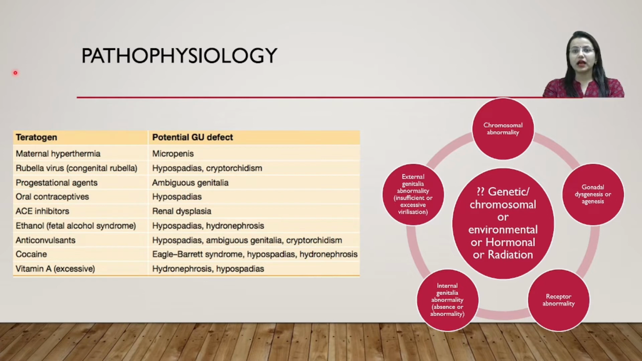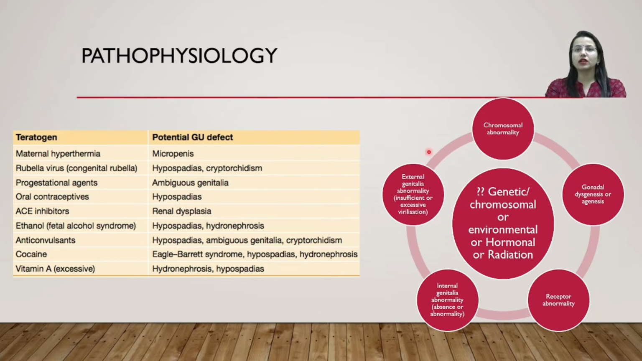Now, there are various factors defined for the pathophysiology of DSDs. They are teratogens, which are responsible for various genitourinary defects. Those can be maternal hyperthermia, which can lead to micropenis, rubella virus, which can cause hypospadias or cryptorchidism. Progesterone agents can be one of the causes for ambiguous genitalia, oral contraceptives for hypospadias, and so on. These are the commonly studied teratogens.